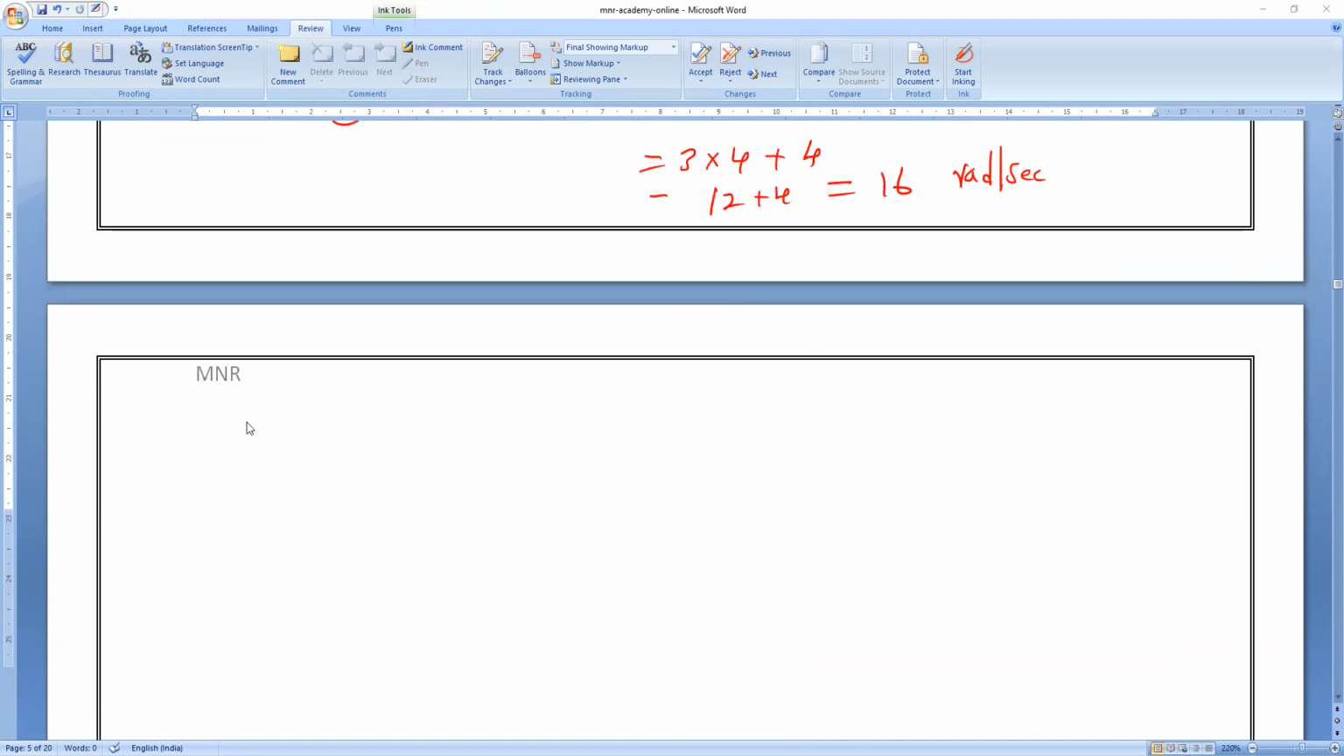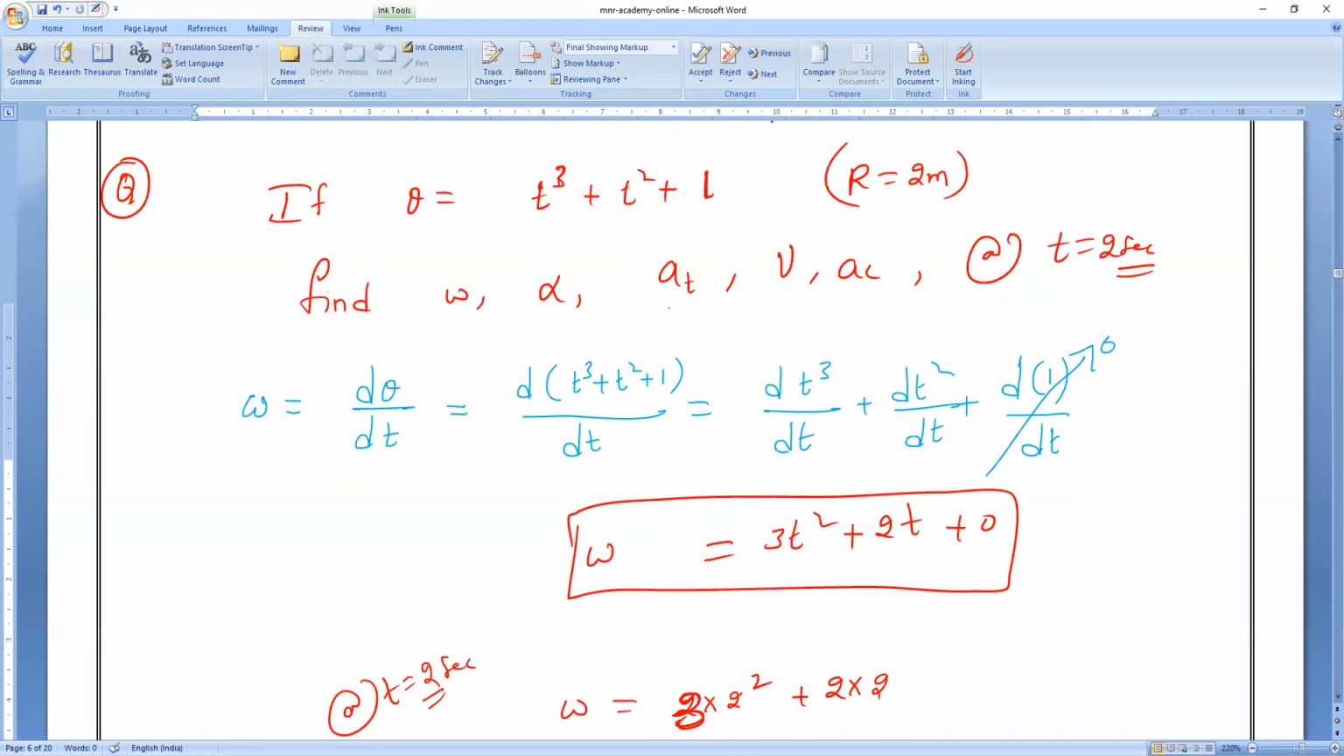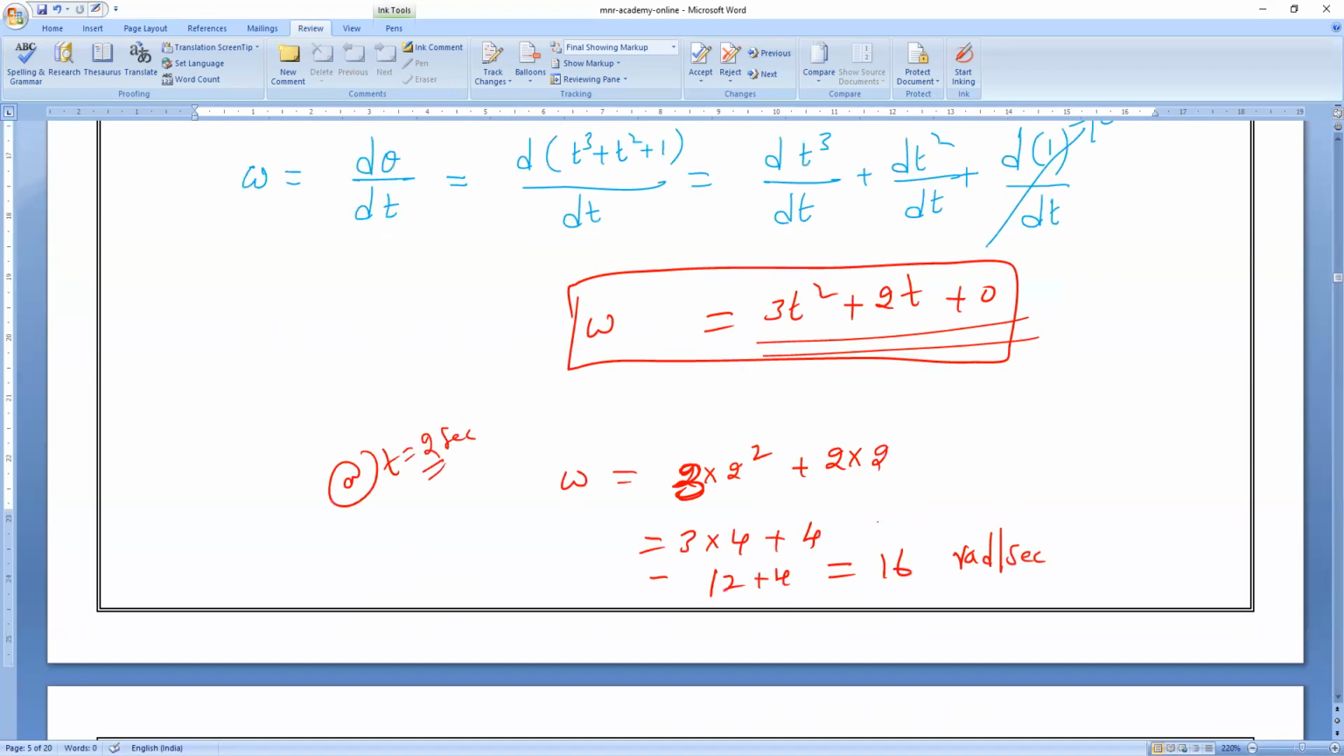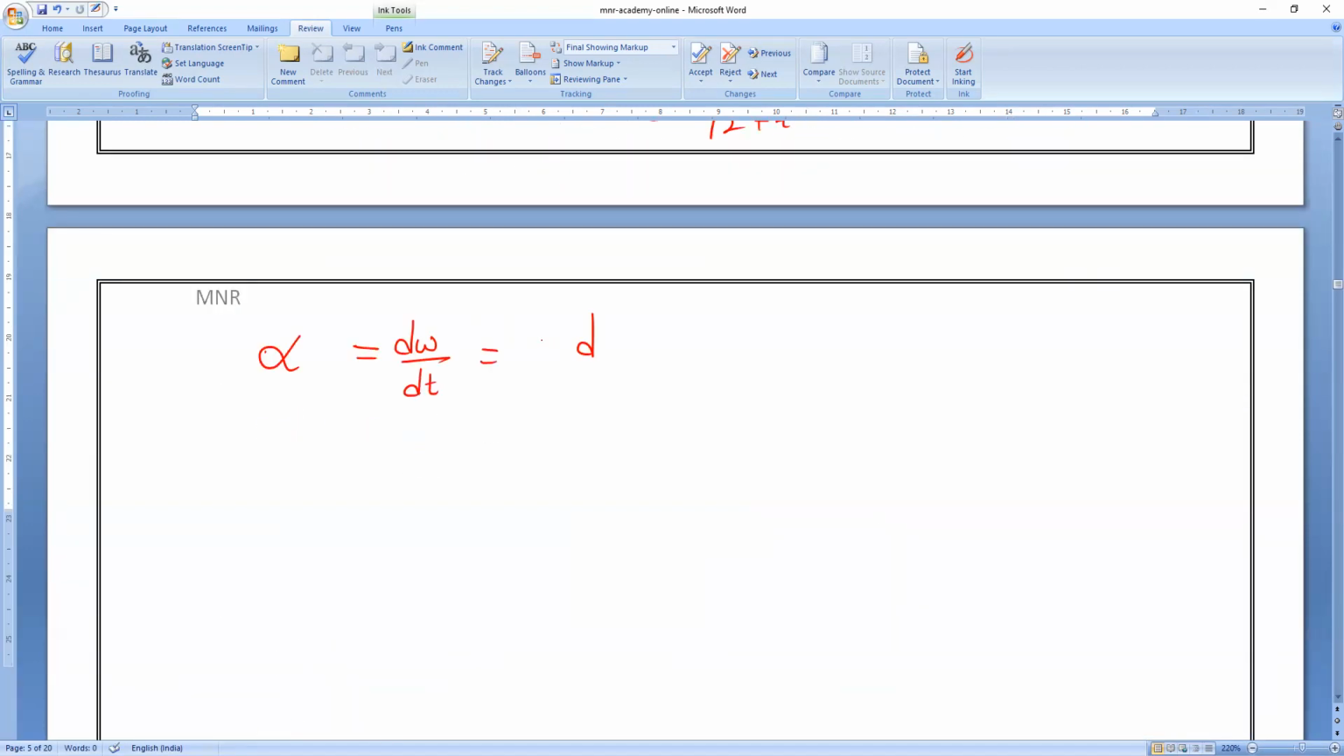Okay. Next, alpha, angular acceleration. What is the angular acceleration formula? Alpha is d omega divided by dt. Omega means what? We got it: 3t square plus 2t. So that is omega, divided by dt. Understand? Anything you doubt? So differentiation of 3t square, how much?